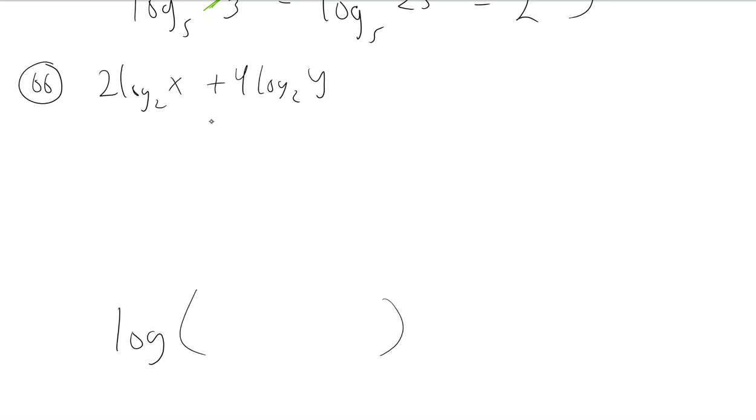Okay, well, before you expand or condense, you can't have these coefficients out here. So you really need this 2 to come up and out of the way. You need this 4 to come up and out of the way. So that gets you to here.